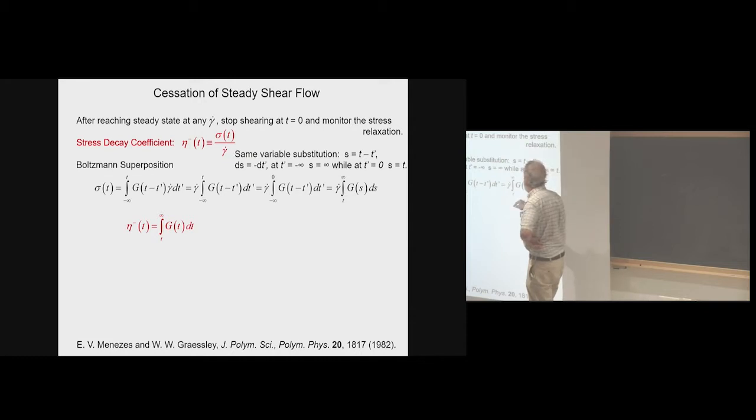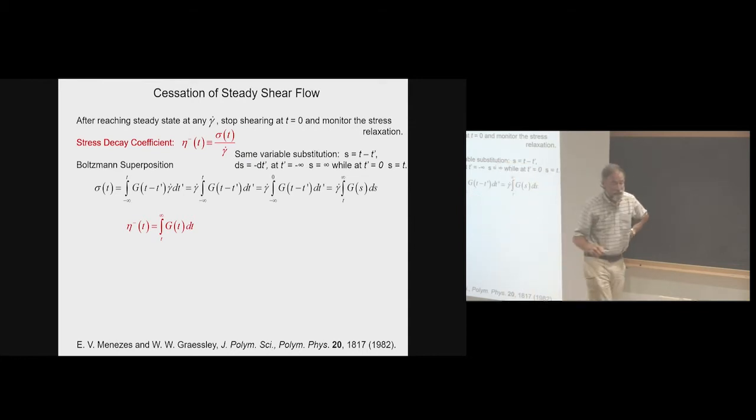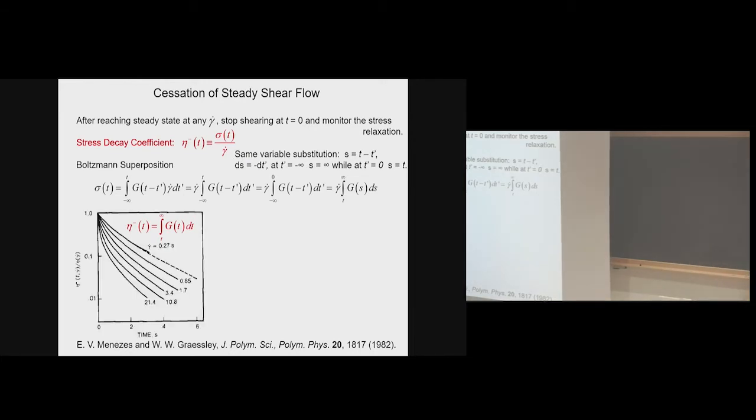So we're only integrating during our startup experiment. And you do exactly the same variable substitution again, and you wind up concluding that now I have again the same integral, but here from t to infinity. So eta plus was from 0 to t, and eta minus is from t to infinity. So they're kind of exploring two different pieces of the full G of t, if you will.